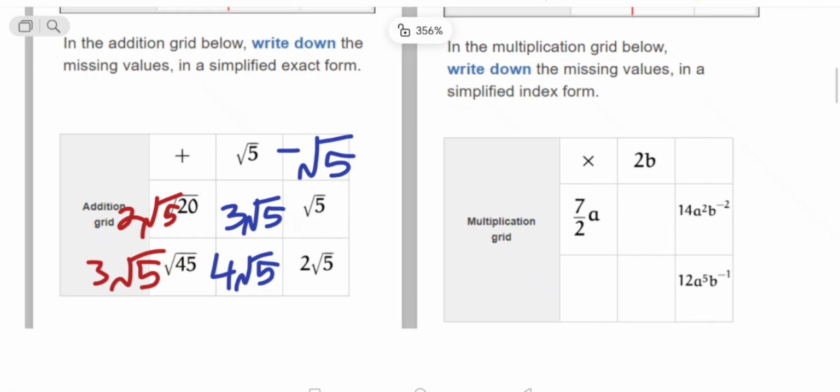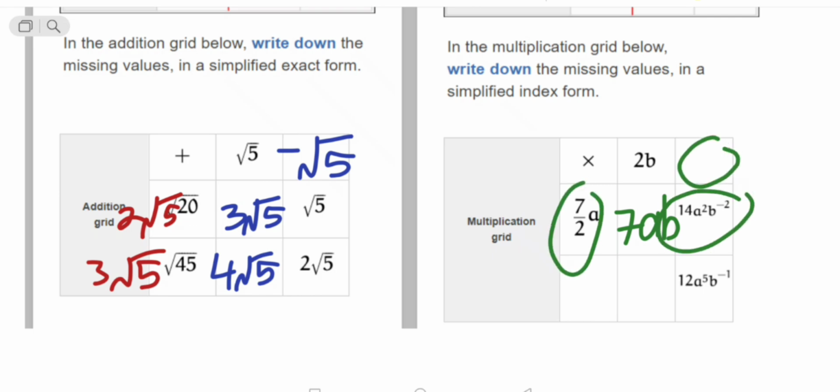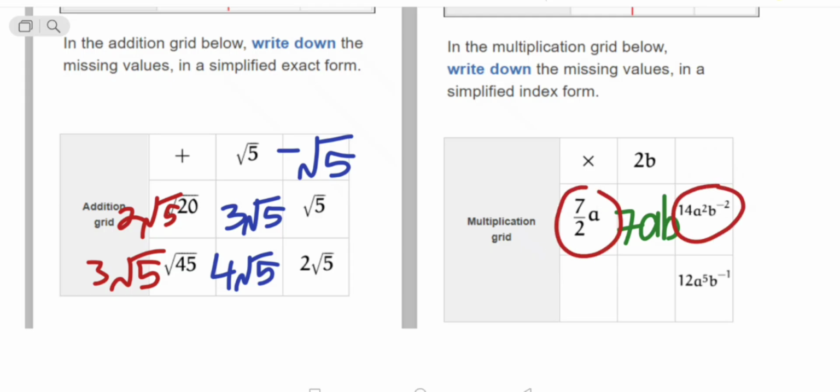Here it is multiplying. It means 7 over 2 multiplied by 2. 2 cancels, so remaining is 7. A multiplied with B, AB. Clear? Then this multiplied by this equals this one. But we are going to do the opposite. How opposite? This divided by this. So 14 divided by 7 over 2, which is equal to 4. A square divided by A, which is equal to A. B power minus 2 is the same, because we don't have B.